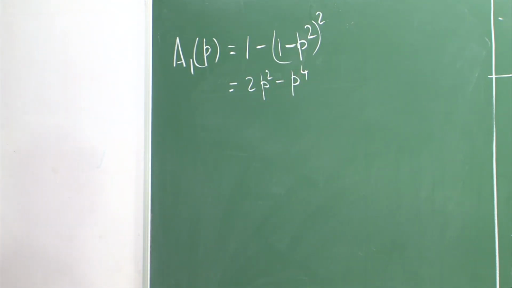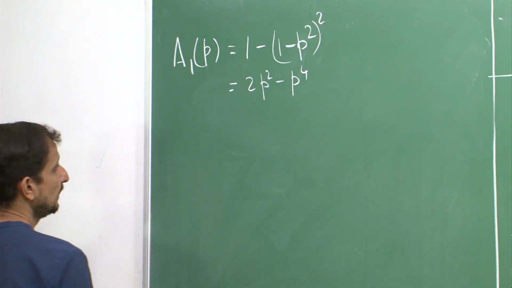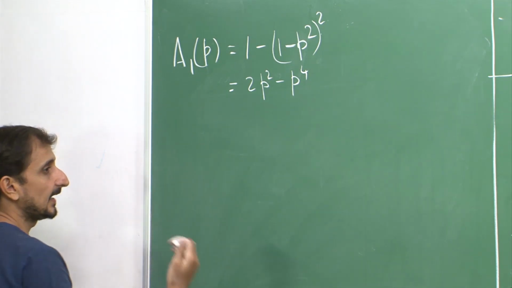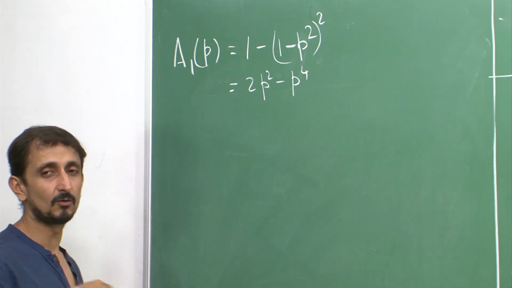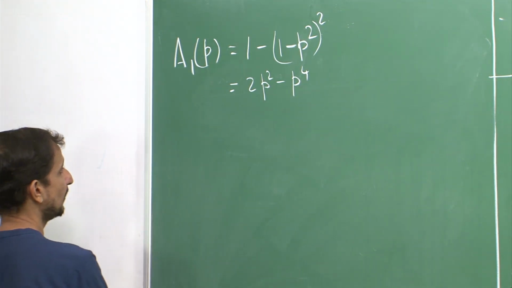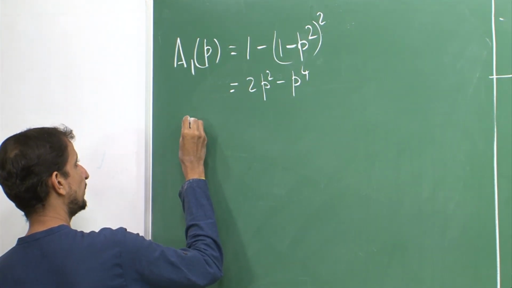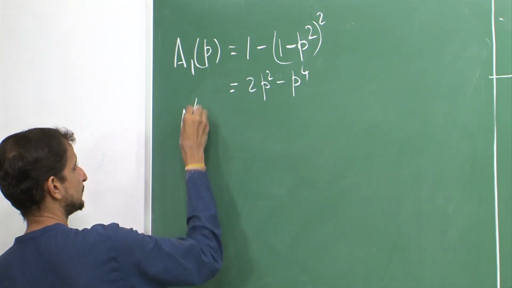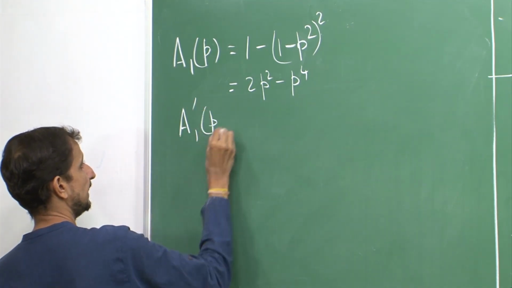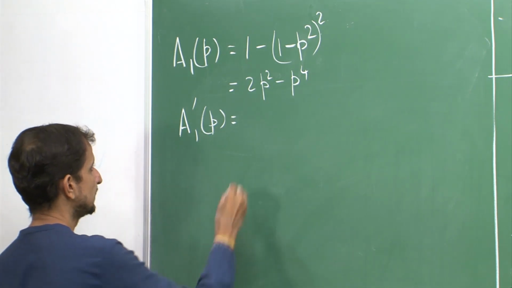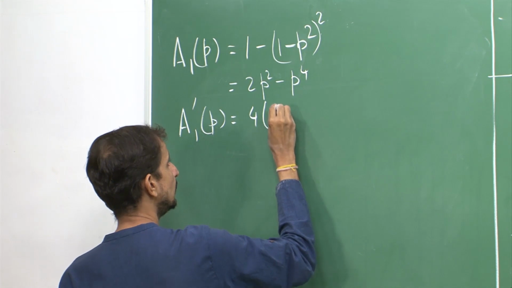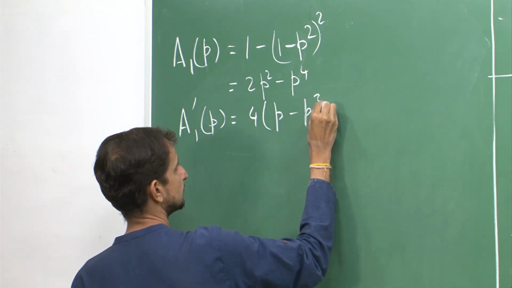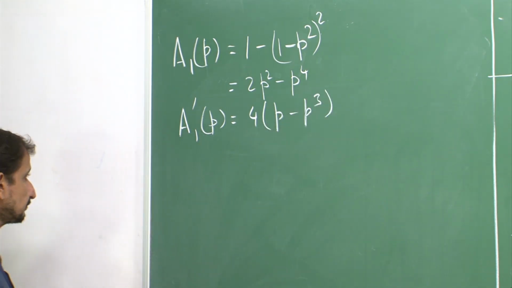Now, this is A1 of p. We also need to understand when the function increases, how the function behaves. So, to understand how the function behaves, we will also look at the derivative of this function. What is the first derivative of this function? The first derivative of this function is 4p minus 4p cube. So, I will write it as p minus p cube.